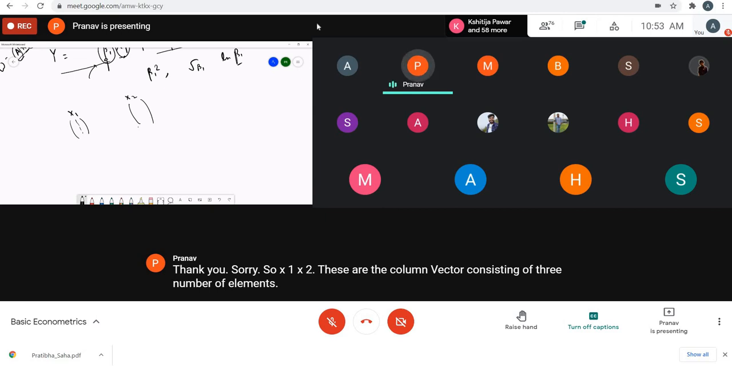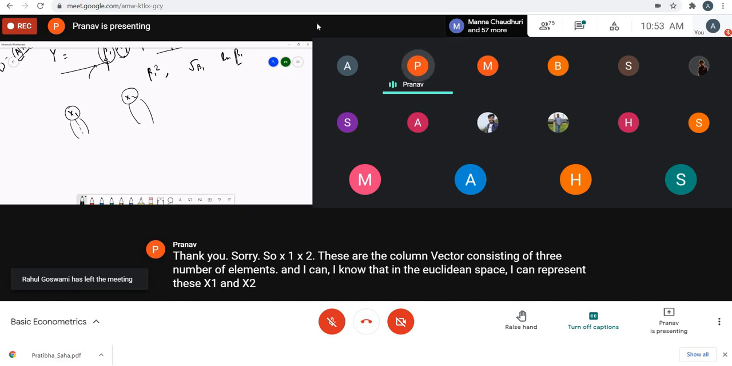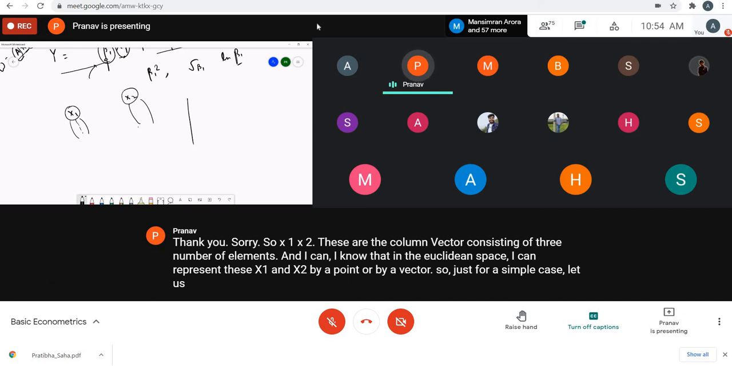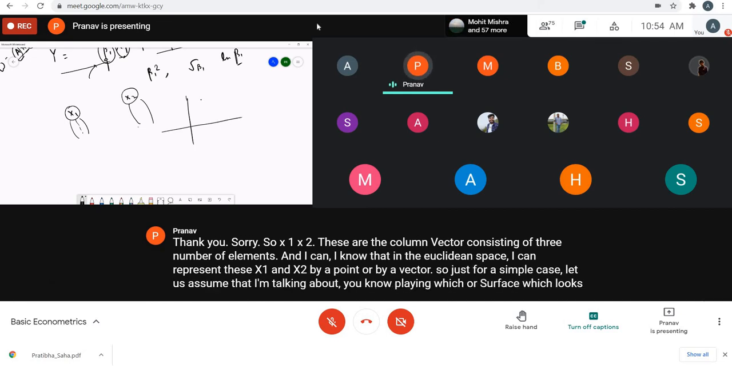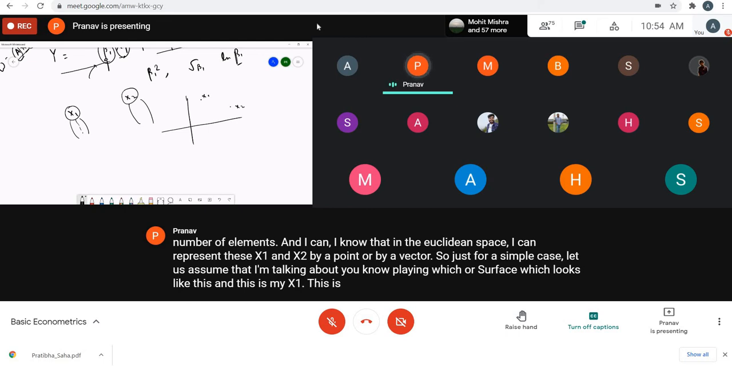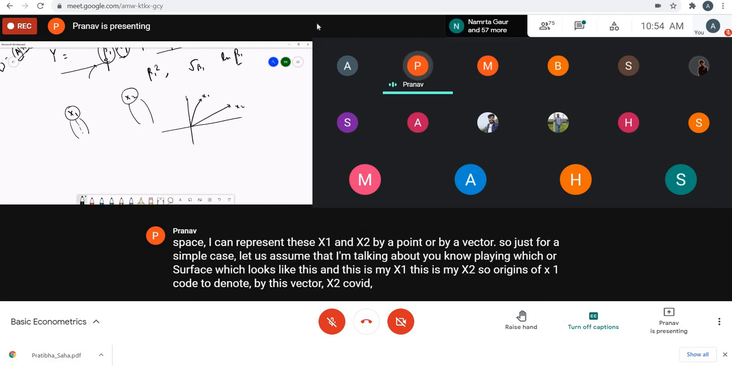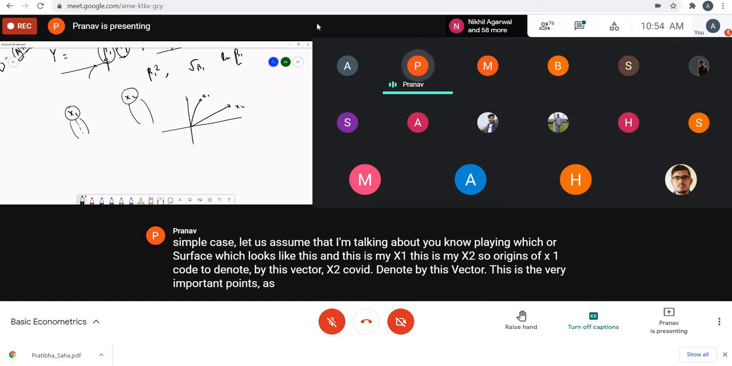And I know that in the Euclidean space, I can represent these x1 and x2 by a point or by a vector. So just for a simple case, let us assume that I'm talking about a plane or surface which looks like this, and this is my x1, this is my x2. So origin से मैं x1 को तो denote कर सकता हूँ by this vector, x2 को भी denote कर सकता हूँ by this vector. This is one of the very important points as far as Euclidean space is concerned.